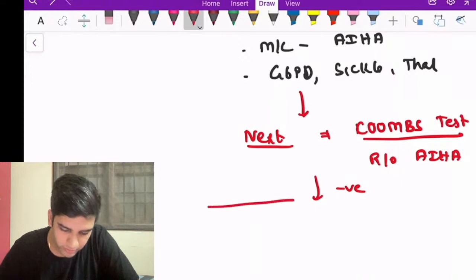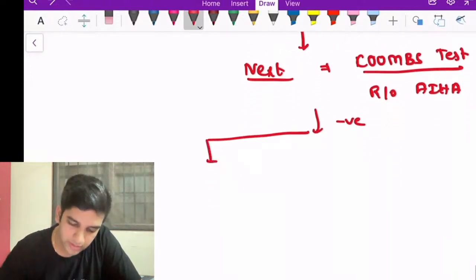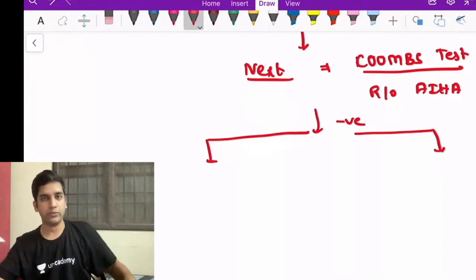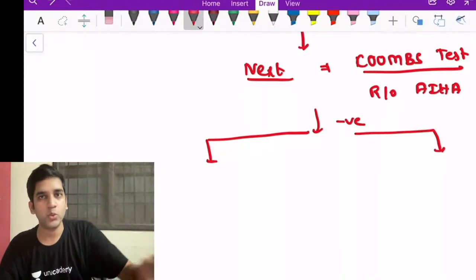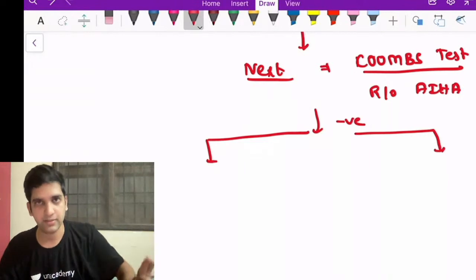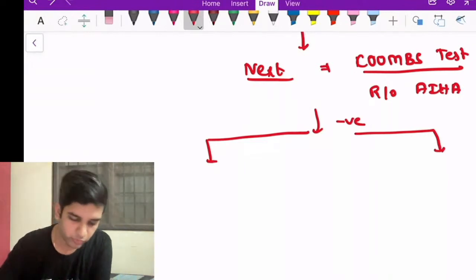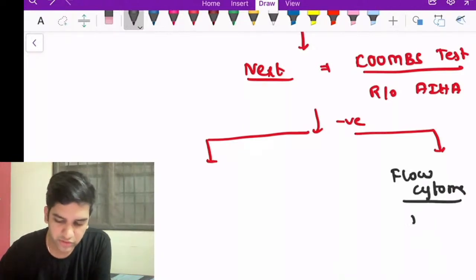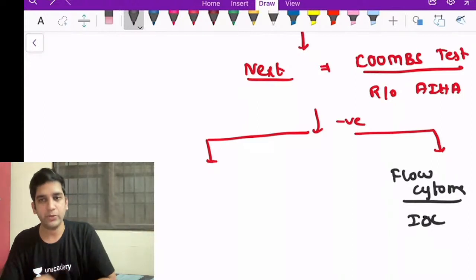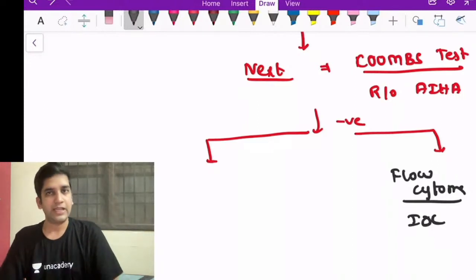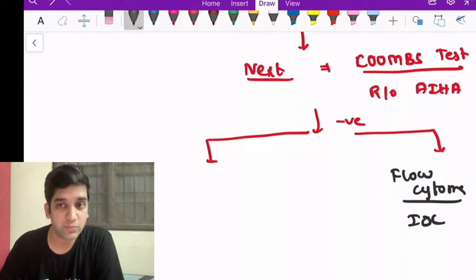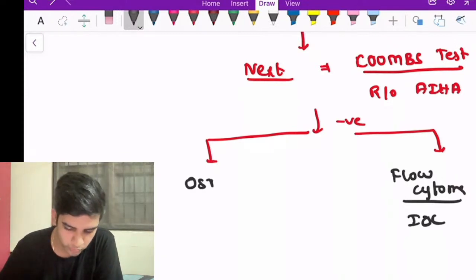So if the Coombs test is negative, I have two ways of approach, one for the textbook and one for real life. In real life, I don't want you to do the osmotic fragility test. It is not required at all. In real life, go for flow cytometry directly, because flow cytometry is the investigation of choice that will help me easily diagnose my spherocytic anemias. For the textbook, I need a test called the osmotic fragility test.